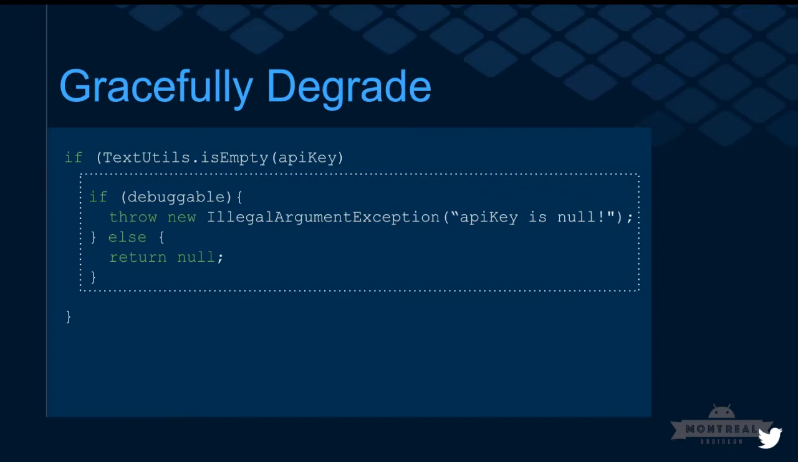So if you're in production, here's an example where the API key was null, the developer shipped Fabric out without it. Unfortunate, Fabric can't run, but we don't want to block all of their users from using that functionality since Fabric is secondary functionality for them most of the time. So if we're not in a debuggable state, then we're just going to return null. We won't start Fabric up. That's unfortunate, but it's not the end of the world. The users still get a good user experience.